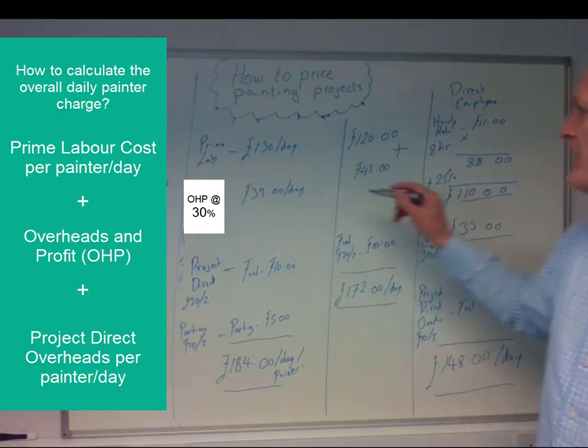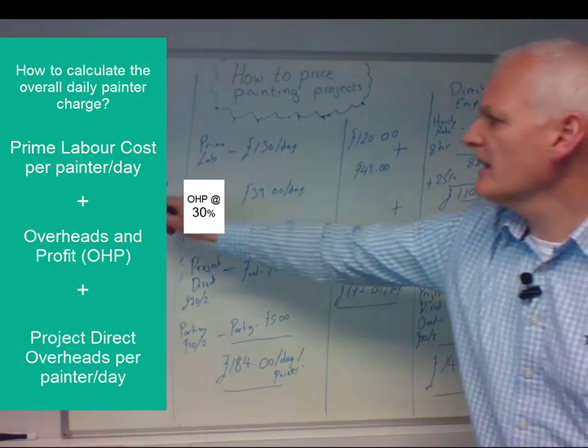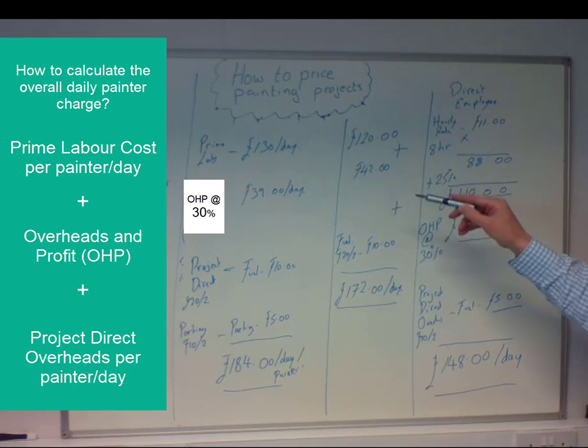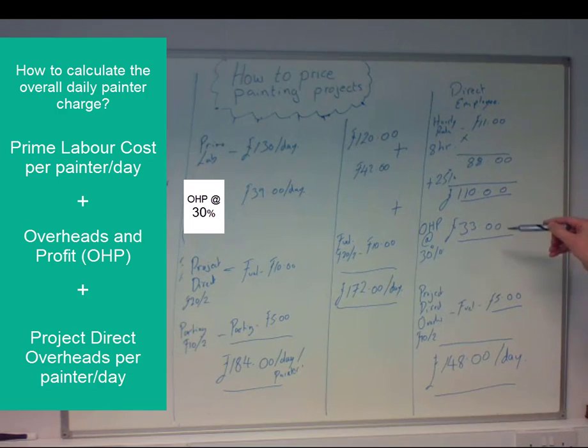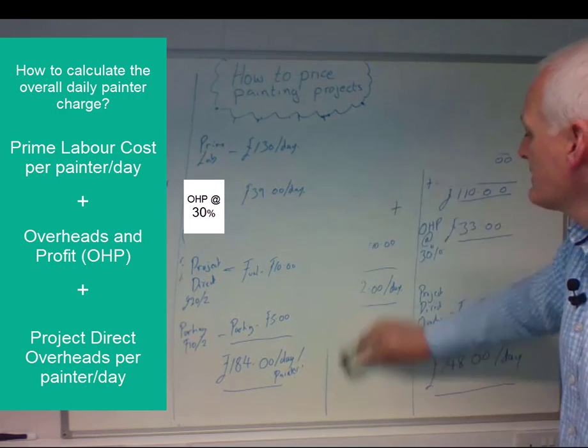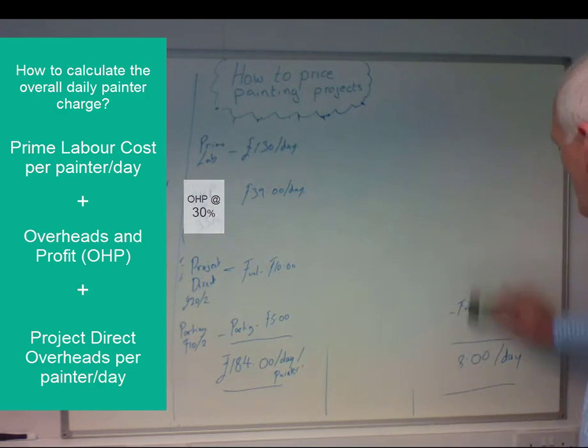So what you've got there is 3 worked examples on how to calculate the overall daily painter charge, whether using subcontract labour or whether you're using direct employees. So that's that part of it. Then lastly, we're left with how are we going to estimate for materials within this project.